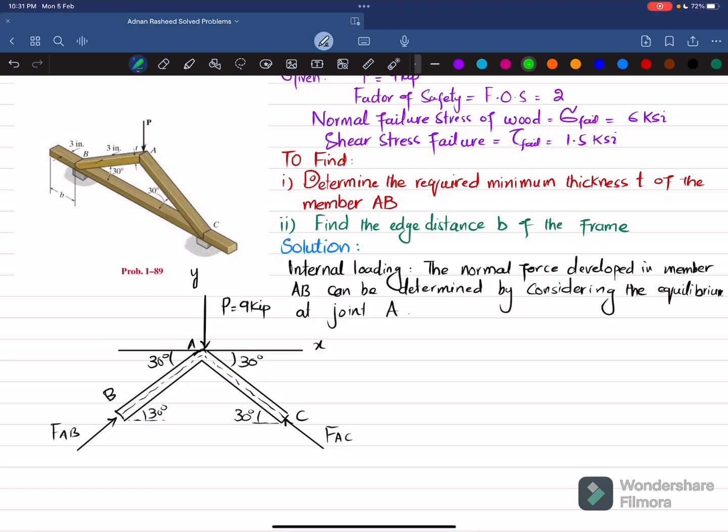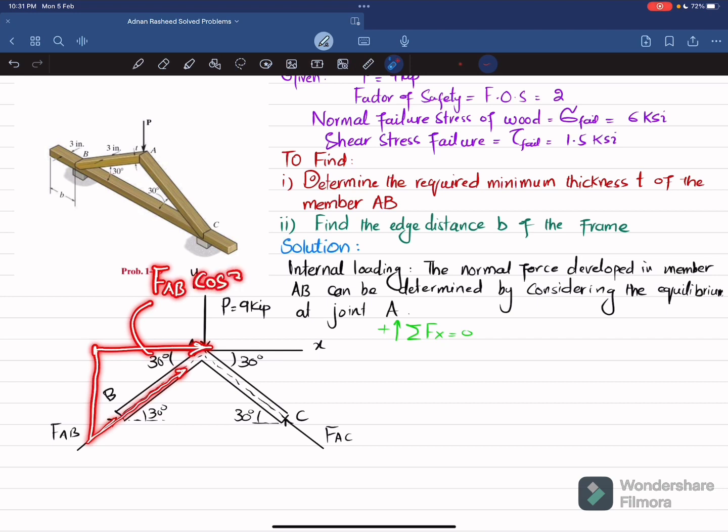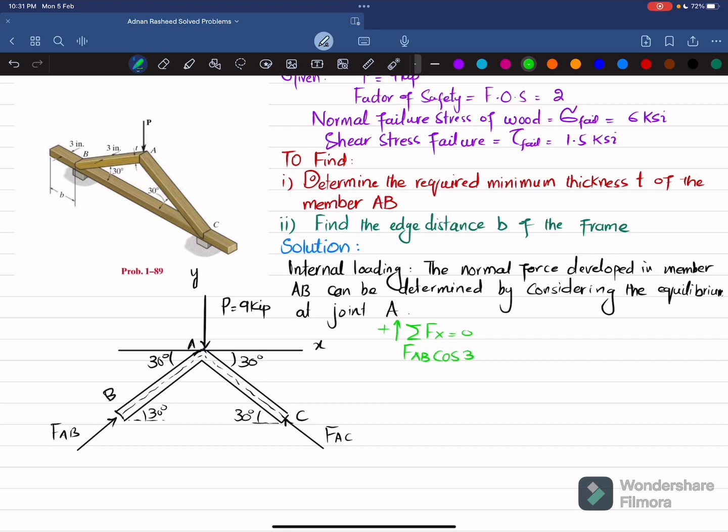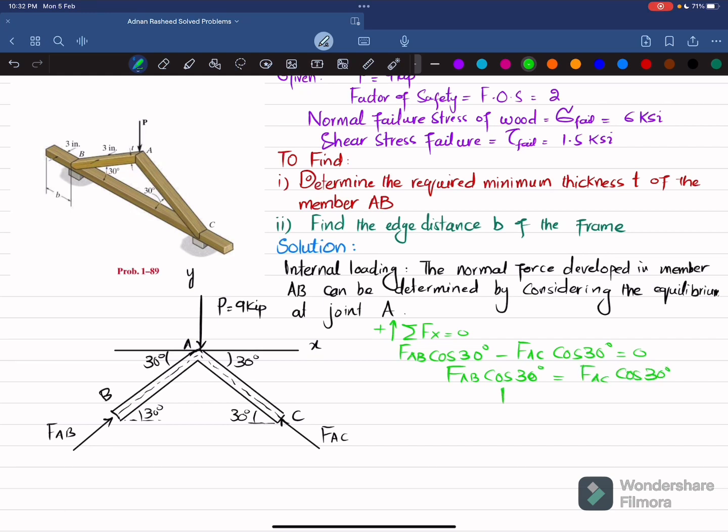Clear? So we will apply the equation of equilibrium that the sum of all forces along the x direction must be equal to 0, with upward force taken as positive. You can see this force will have one horizontal component equal to FAB cos of 30 degrees, and since it is toward the positive side, I will write FAB cos 30 degrees. Same is the case with FAC, which will have two components. This component is FAC cos 30 degrees, and it is toward the negative direction, so I will write minus FAC cos 30 degrees. Their sum must be equal to 0. It means that FAB cos 30 degrees is equal to FAC cos 30 degrees. So cos 30 will cancel each other, and FAB will become equal to FAC.